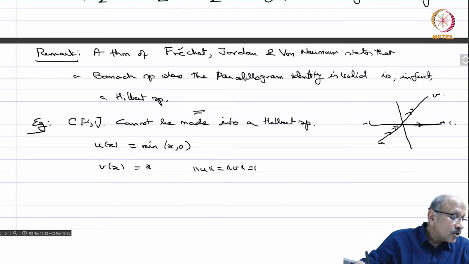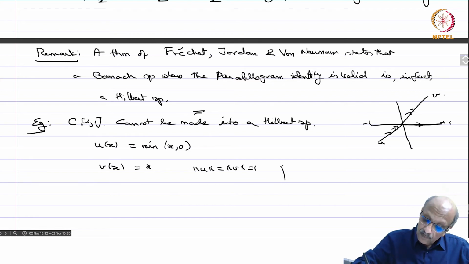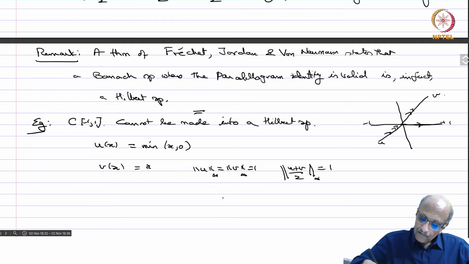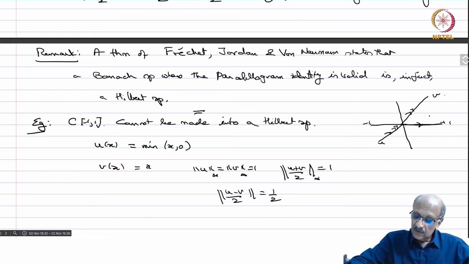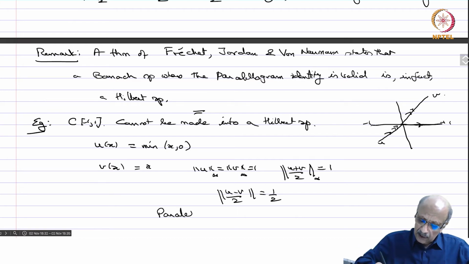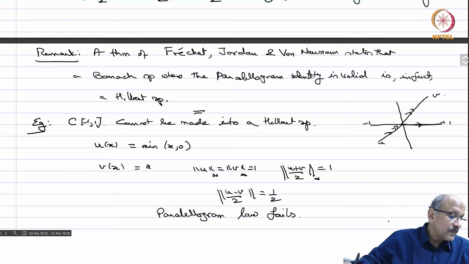Okay, and the norm of (u plus v) by 2, in this part both of them are the same, so you will get 1. All these are the L infinity norms. And the norm of (u minus v) by 2 will only be half, because here u minus v is 0, and here it is half of x, and therefore the norm of (u minus v) by 2 will be half, and you will say that the parallelogram law fails for this pair of functions. Okay.